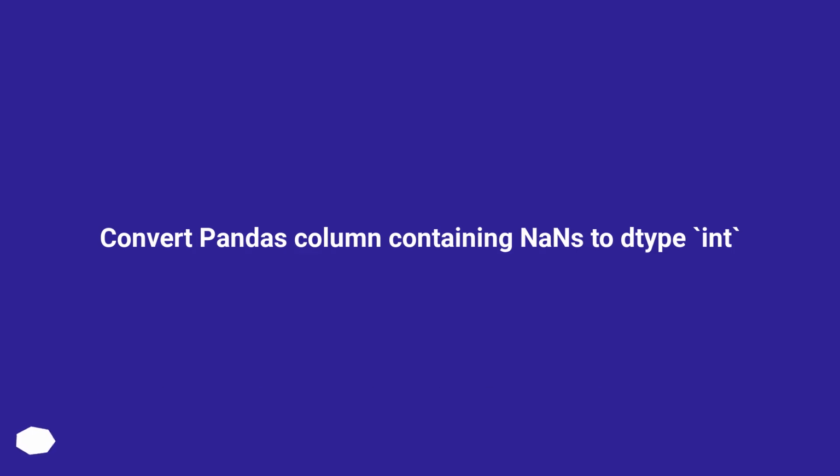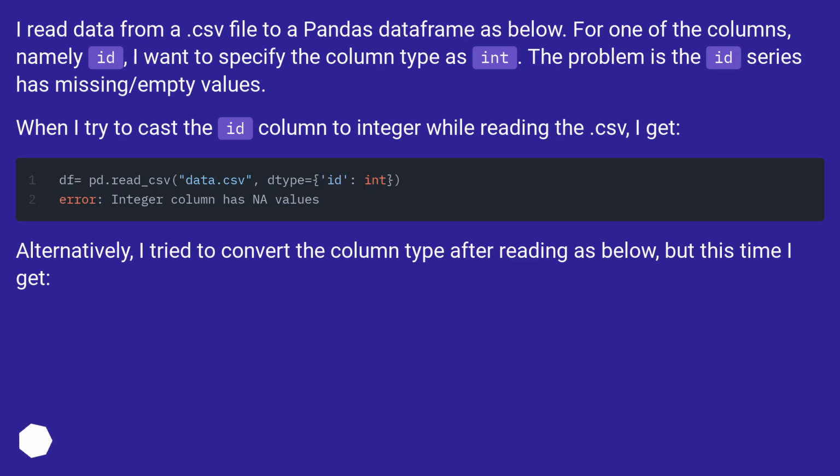Convert Pandas column containing NaNs to type int. I read data from a CSV file to a Pandas dataframe as below. For one of the columns, namely ID, I want to specify the column type as int.